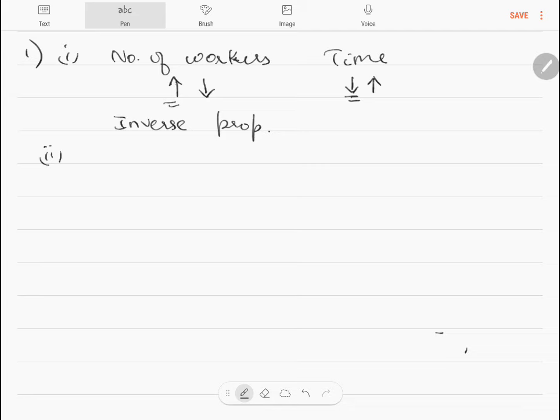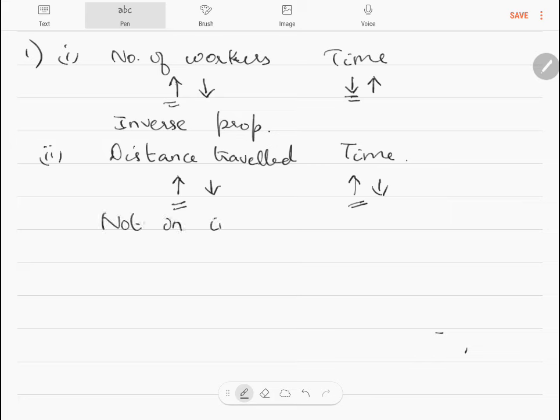Number 2. The time taken for a journey and the distance travelled at a uniform speed. Here, when the distance travelled increases, time increases. When the travelling distance decreases, the time also decreases. So, this is in direct proportion. So, this is not in inverse proportion.